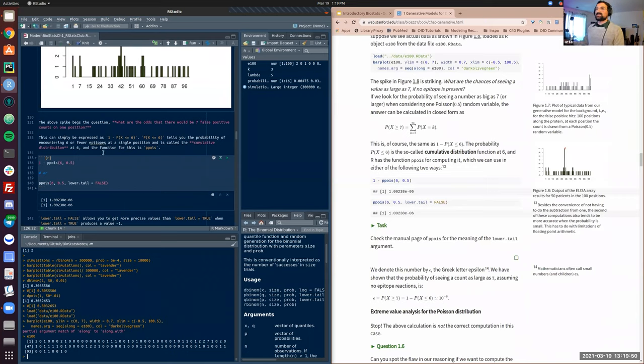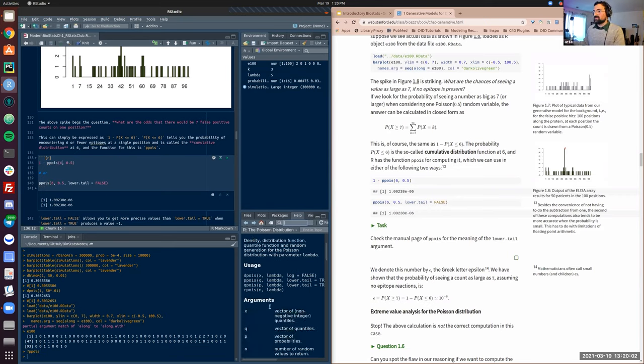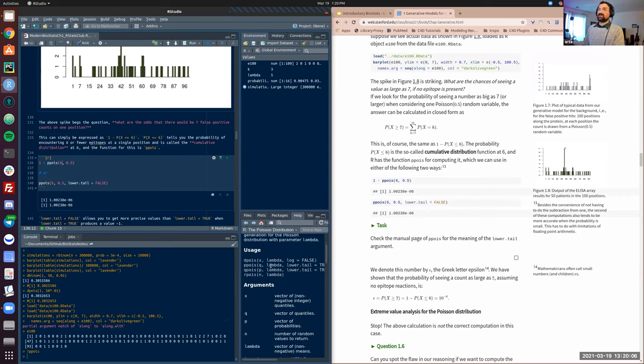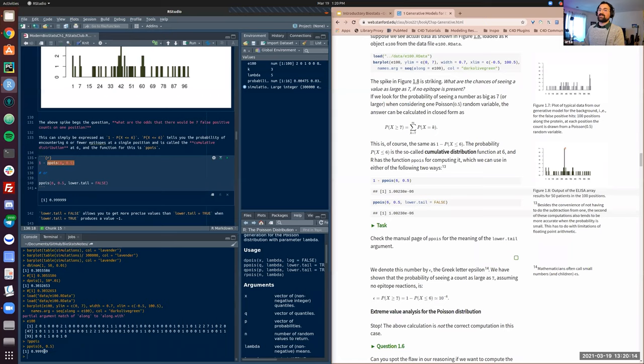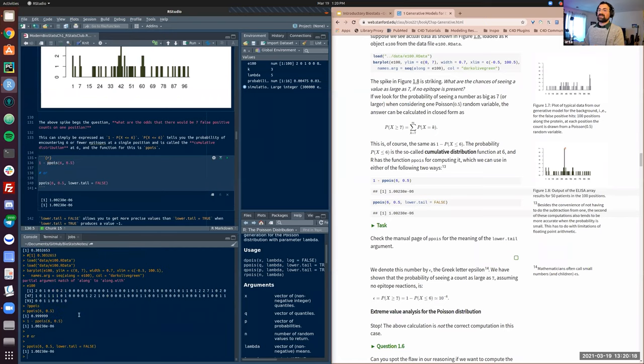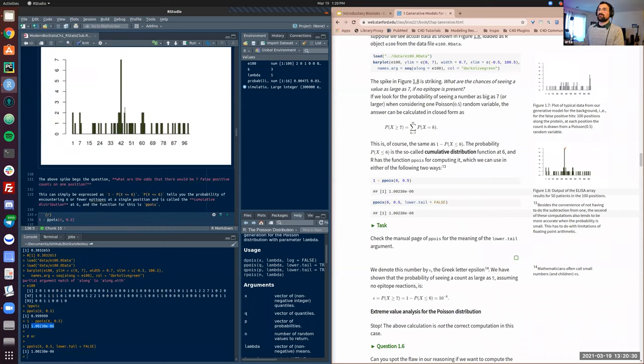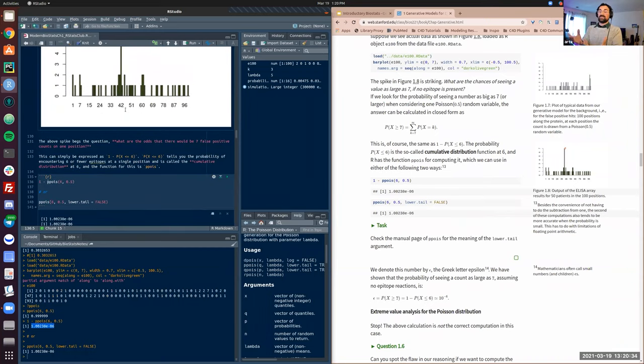In this book, they express this using the pPoisson function, wherein, let me find the exact parameters. So for pPoisson, you give it a vector of quantiles and lambda. And so one minus this value, 0.999, whatever, we're going to get a very precise value. And it's going to be this infinitesimally small number, which is sort of the inverse granularity, we'll talk about this later, of the way in which this experiment was conducted. So this is the probability that the number of successes we're going to get is equal to or less than 6.